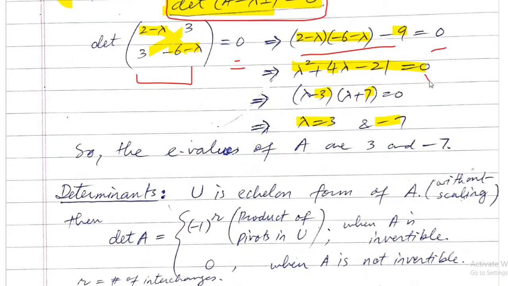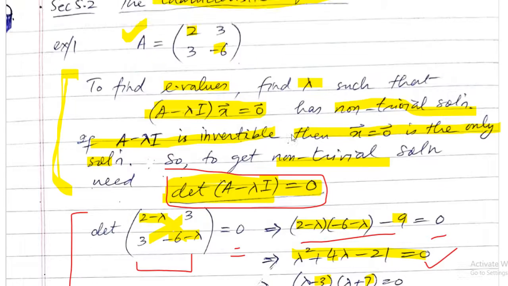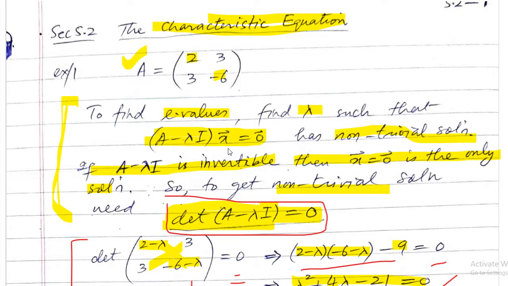This is a second order equation. Solve it to find the values of lambda. These are the eigenvalues. So that is the criteria of finding the eigenvalues. So finding eigenvalue is very easy. Now if you put this eigenvalue back here, you can find x as well.